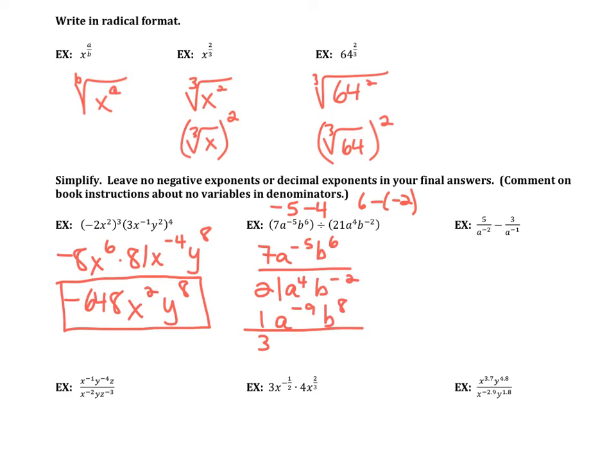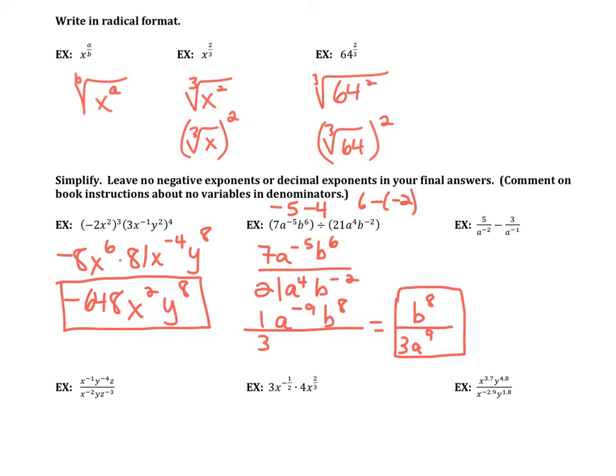Now if you notice, I don't want any negative exponents left in my final answers. So on this particular one, my final answer will be b to the 8th divided by 3a to the 9th. I'll move that a to the negative 9 to the denominator and make it positive. And that is going to be my final answer. Again, I'm fine with there being variables in the denominator as long as that gets rid of a negative exponent. That is fine, and that's what we want. No negative exponents in your final answers.